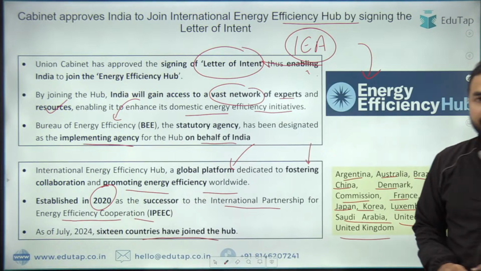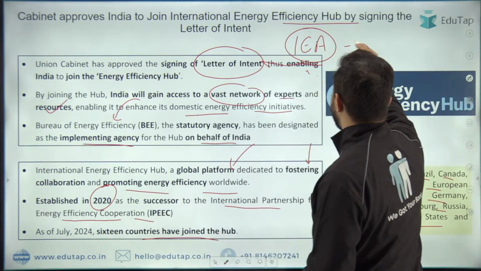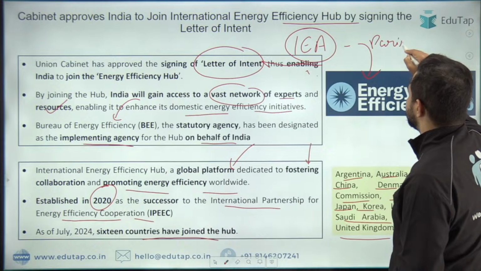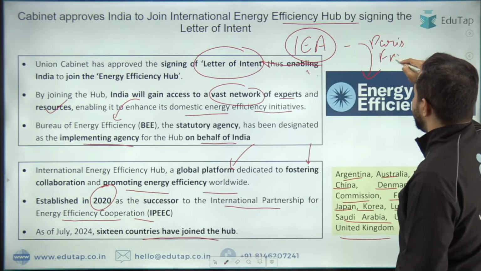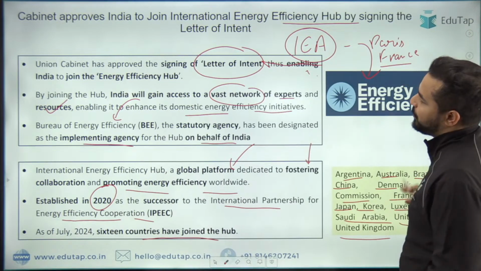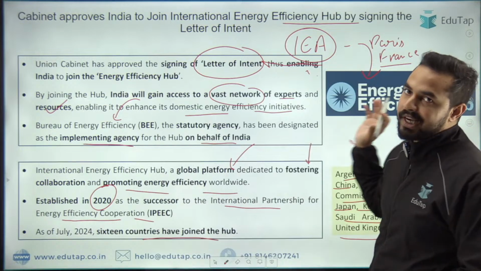So where is it? It is in Paris, France. Okay. So make sure that you are going to remember all this information from the exam point of view. I hope this is clear to all of you.